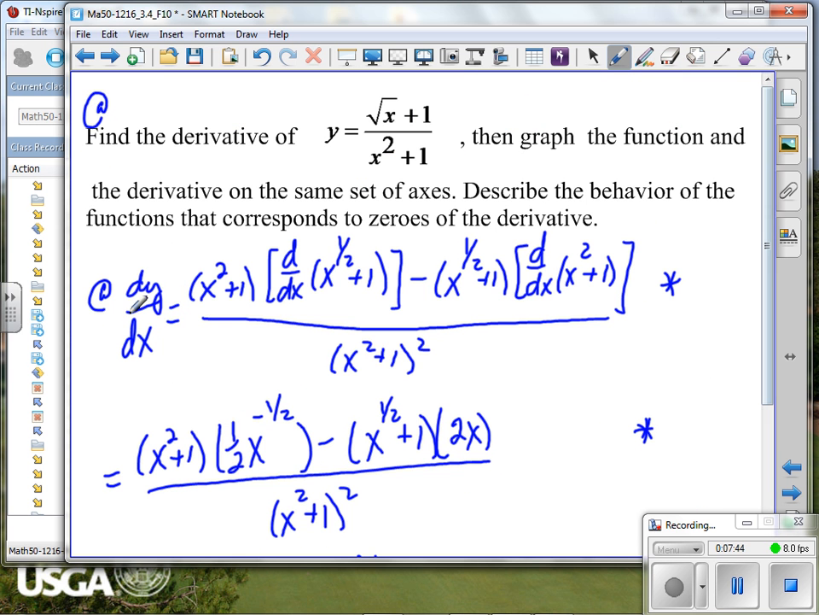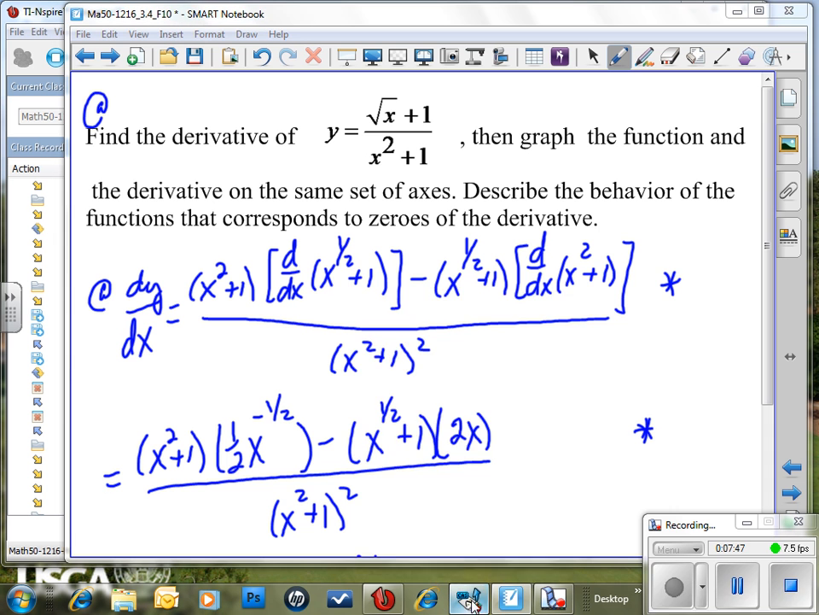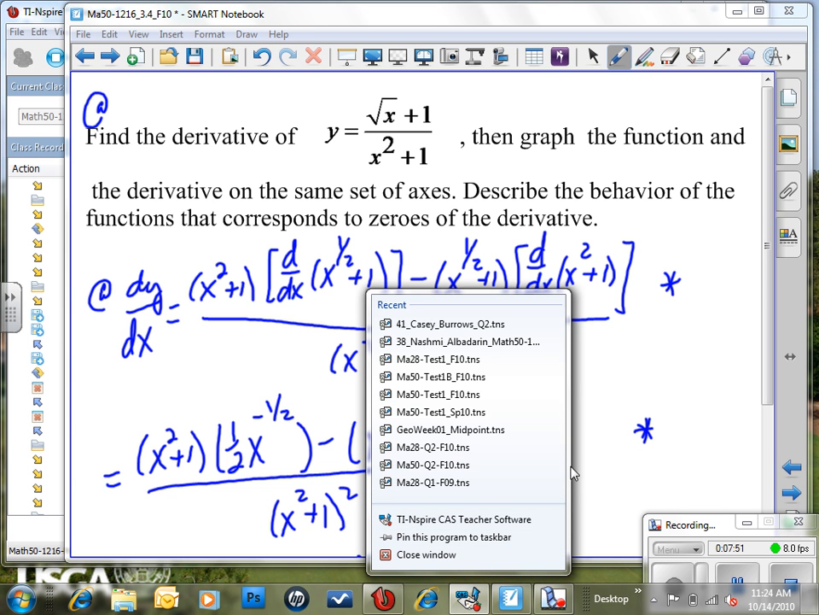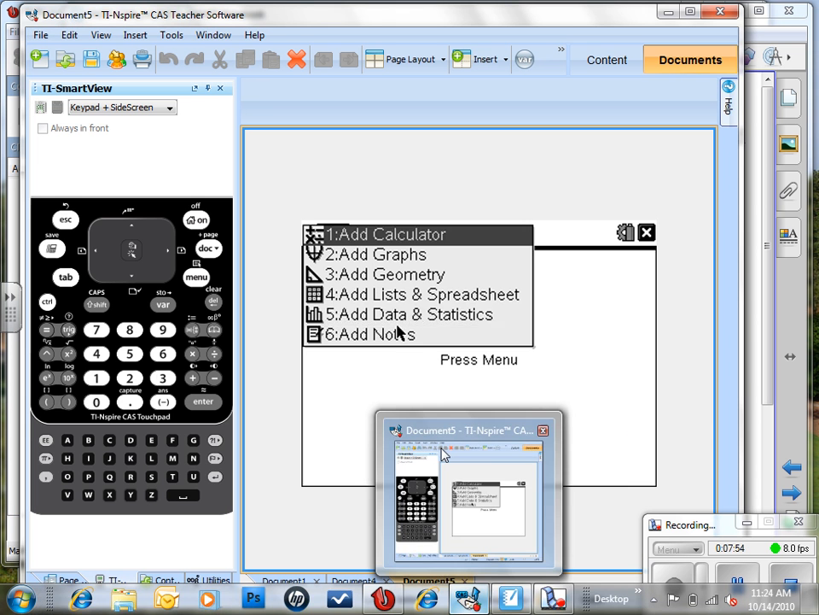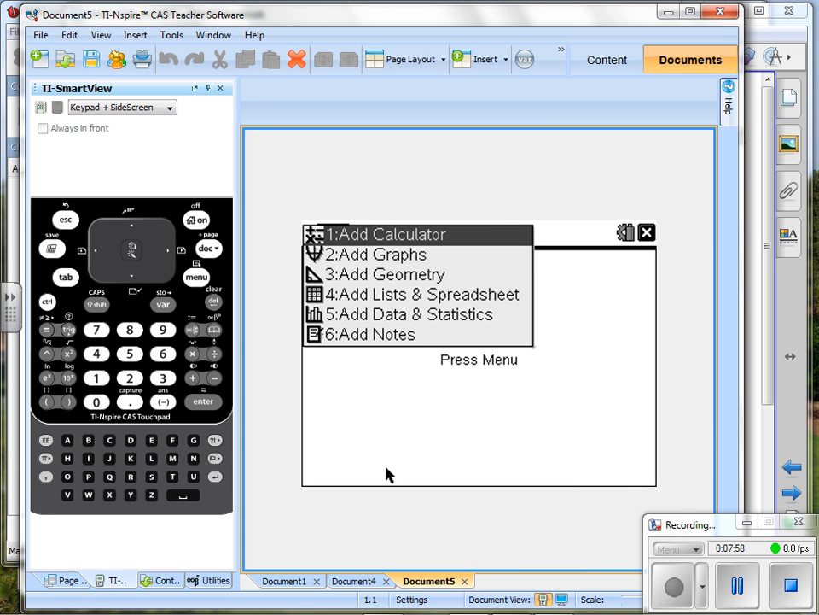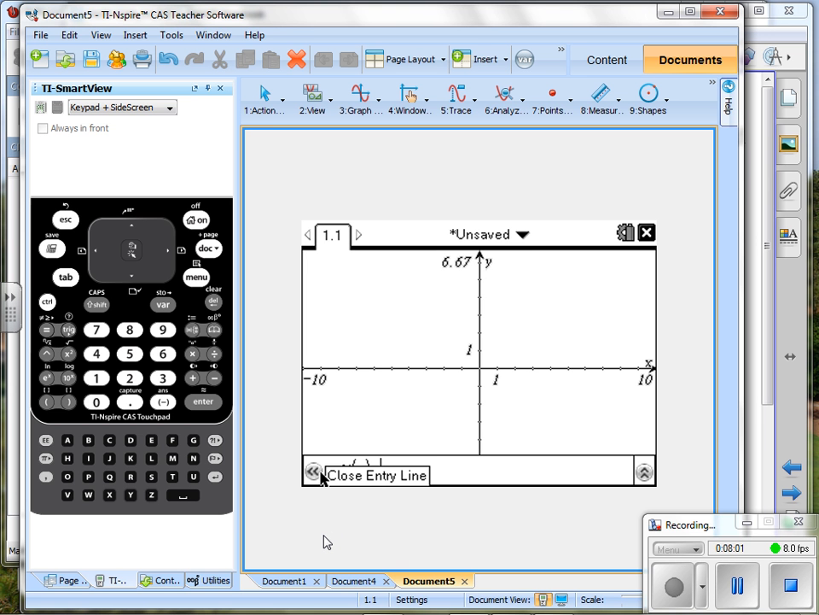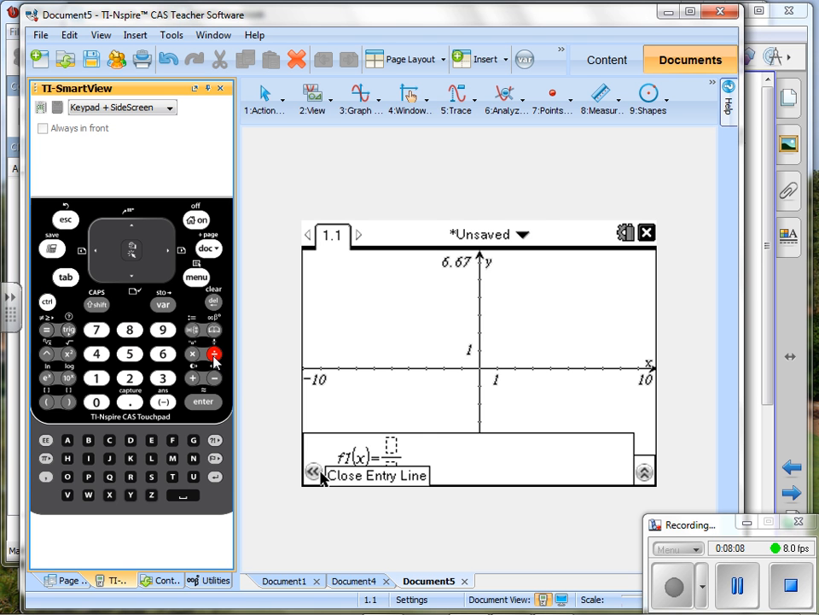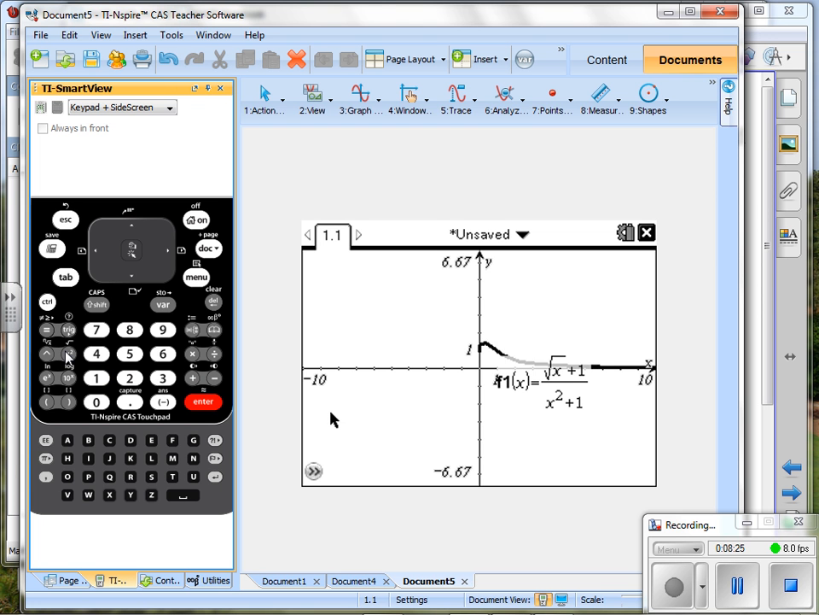Okay, so let's do this. Let's graph both of these. Take your Nspires and go to a new document. Let's start fresh, and go to a graph page. And let's very carefully put in what this would be. We need a fraction here, and so forth. Now to get the entry line back, if it goes away like mine did, just press tab.